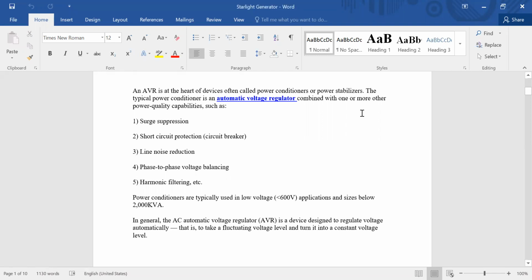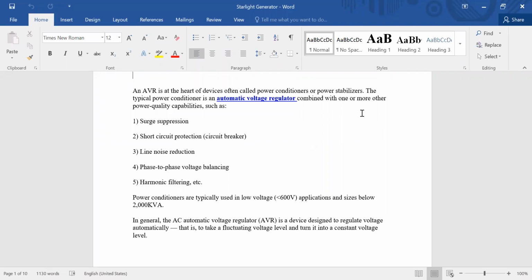Okay. So when we are talking about automatic voltage regulator, we can say it's a family of devices, and we are saying that it is a power conditioner or power stabilizer. So whenever the voltage increases, automatically it will just cut it down.